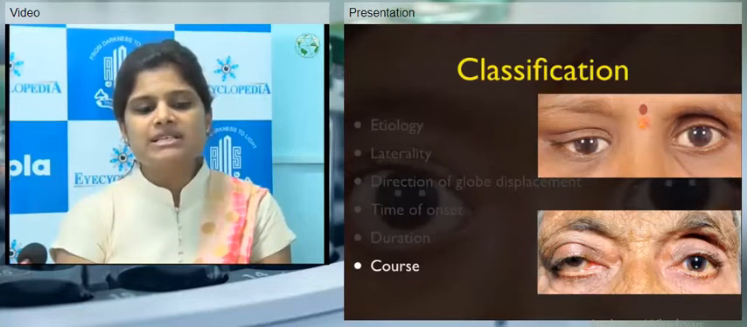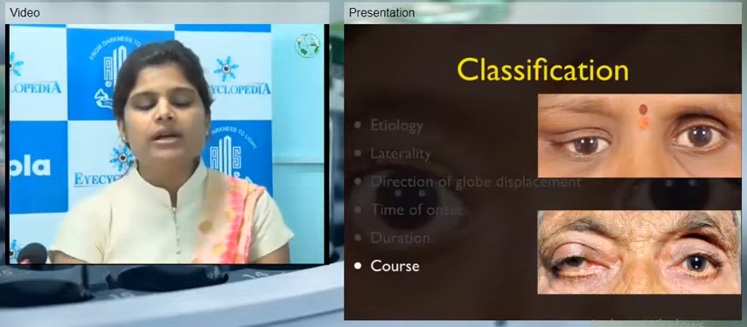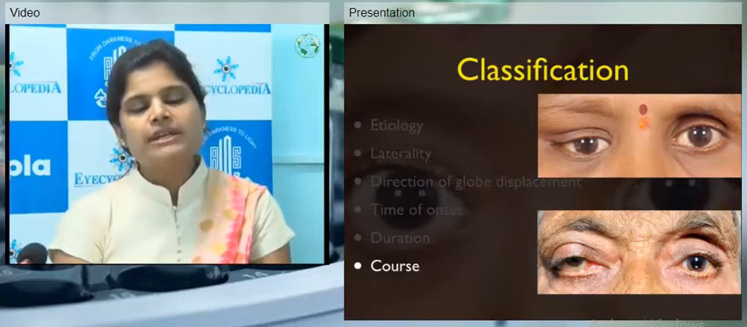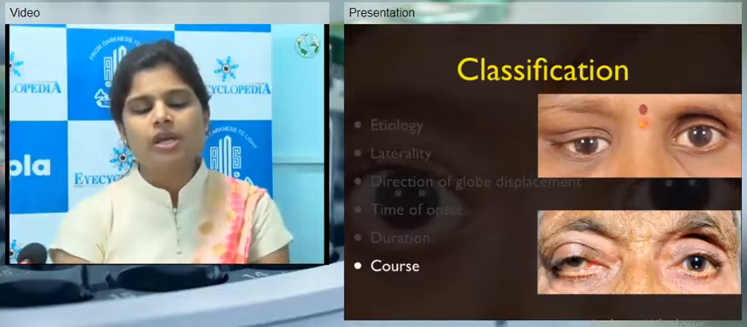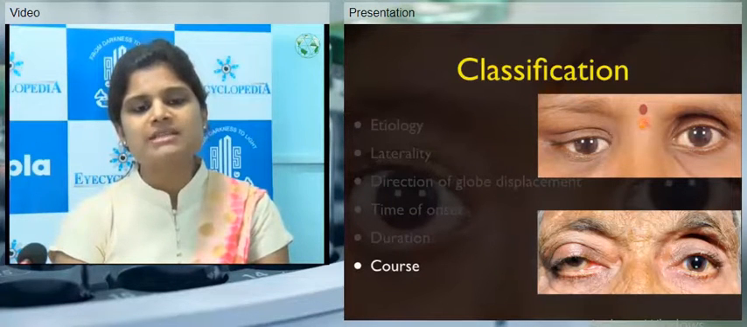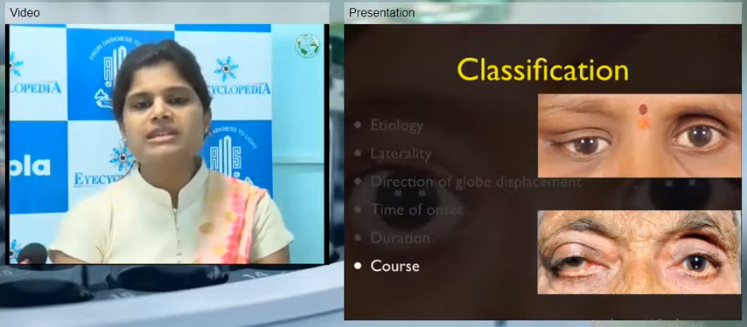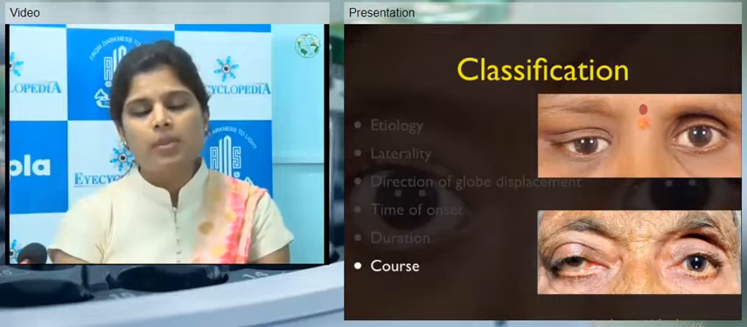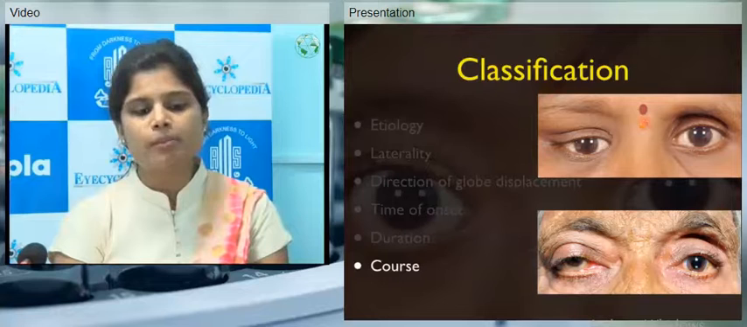For example, in the first case, you can see that the patient has proptosis in the right eye, and there is also fullness in the brow area of the right eye. This patient gives a history that she has had this proptosis, but it has remained stationary. From the location and the history, we can narrow down the diagnosis to dermoid cyst. That is how the course of proptosis gives us a clue about the diagnosis. So taking each and every history is very, very important.